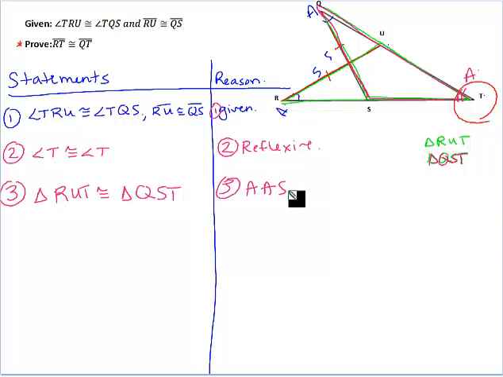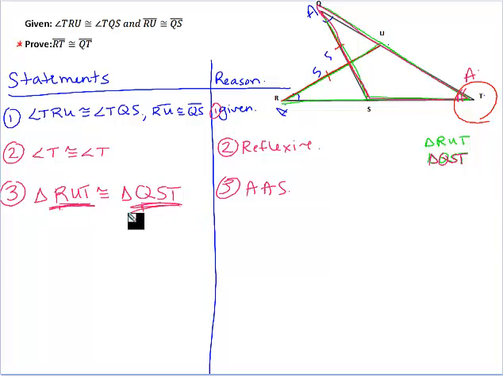Notice that we kept the order the same. So angle R and angle Q are congruent to each other, so those are the first ones written. And then we know RU and QS are congruent to each other, so we wrote the U and the S in the second position, and then we know angle T is congruent to itself, so that's in the third position. So we always want to make sure that we are writing our triangles in the correct form.